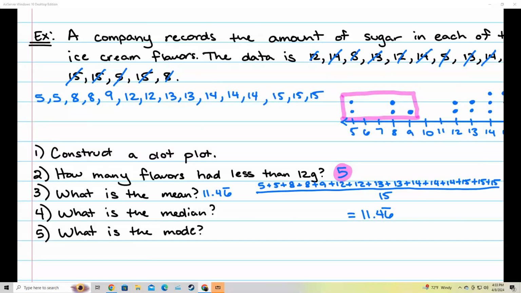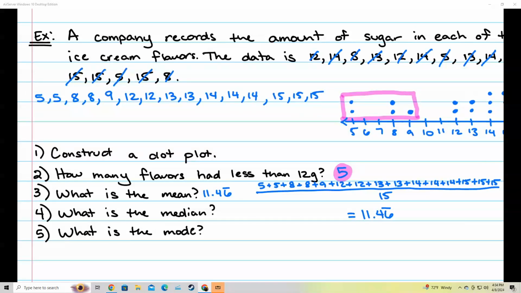All right, median is the number in the middle. Now, remember what I said earlier. If there's an odd number of numbers, there's only one number in the middle. If there's an even number of numbers, you're going to have two numbers in the middle. So let's see. If I go left, right, left, right, left, right, remember, this is already in order. That's why we did this, is to cut down on the work.